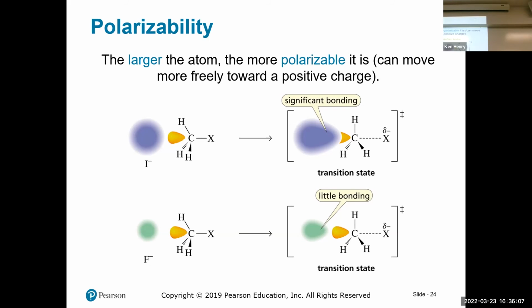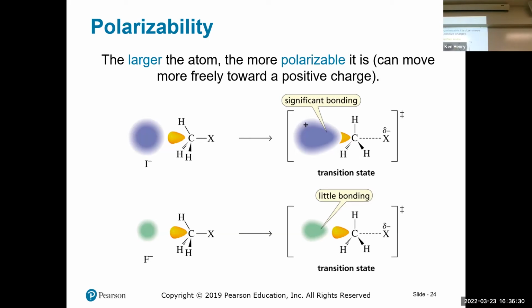So polarizable, we also know that it's going to be attacking from which side? What side do we attack from? Backside. So we're always going to be attacking from the backside. This is just showing us attacking from the backside. Here's iodine attacking from the backside. Here's fluorine attacking from the backside.